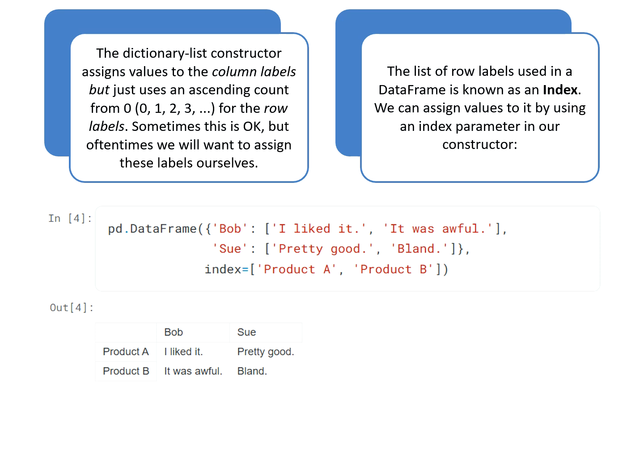The list of row labels used in the data frame is known as an index. This is called index. We can assign values to it by using an index parameter in our constructor. So in Pandas, a very good ability to have is this constructor. We can add parameters to refine, to manage, to reshape the tables. By adding index equal product A, product B, we're now naming the row tags product A, product B, as you can see here, just by adding this line.